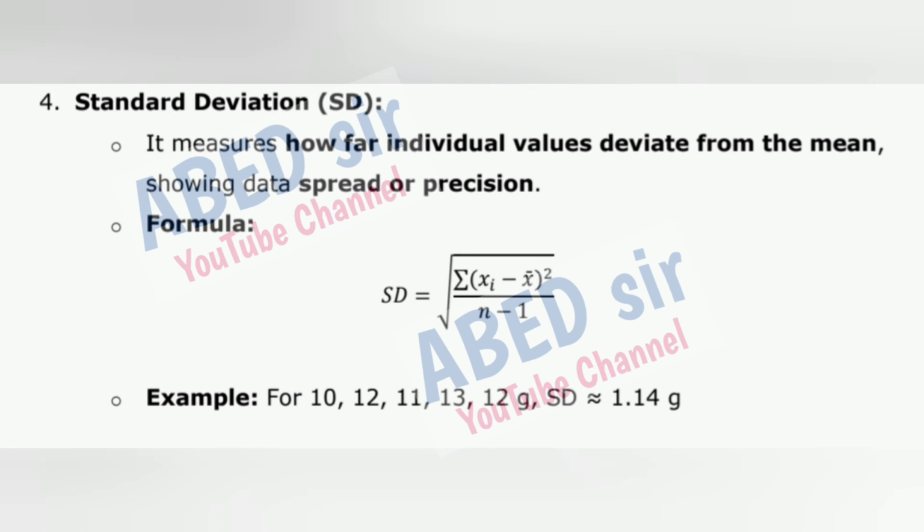Standard deviation, SD. It measures how far individual values deviate from the mean, showing data spread or precision. Formula: SD is equal to the square root of the sum of (x minus x̄) squared over n minus 1. Example, for 10, 12, 11, 13, 12 g, SD is 1.14 g.